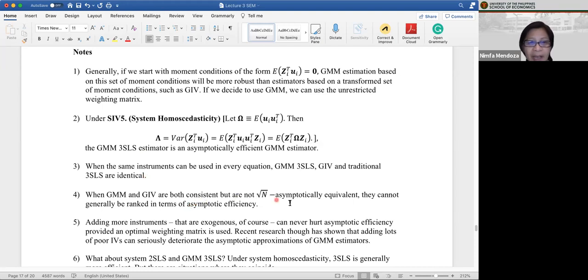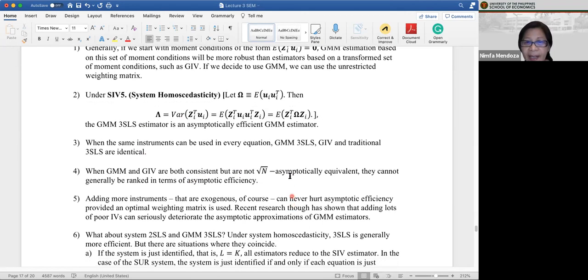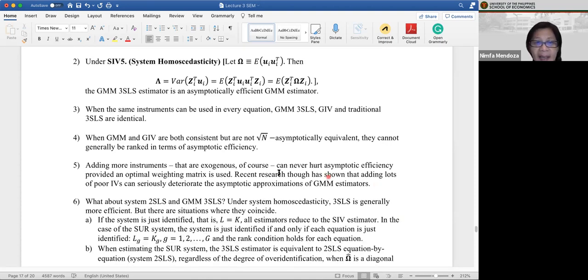When GMM and GIV are both consistent but not equivalent, and not asymptotically equivalent, they cannot generally be ranked in terms of asymptotic efficiency, because asymptotic efficiency would also depend on the asymptotic variance covariance matrices of the estimators. Adding more instruments that are exogenous, of course, instruments should be exogenous, can never hurt asymptotic efficiency, provided an optimal weighting matrix is used.